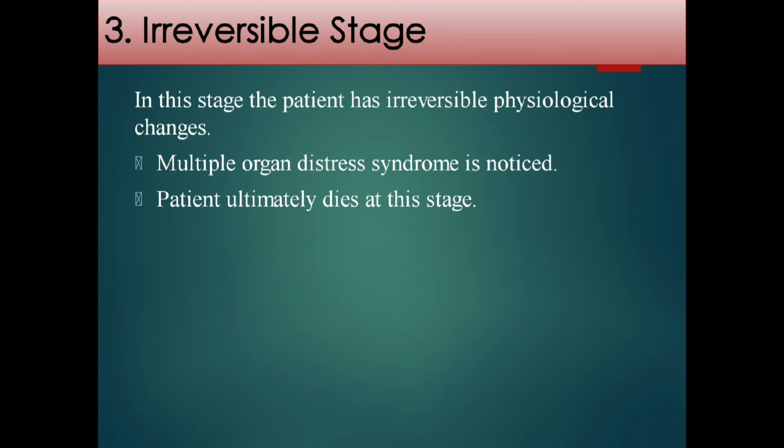In the irreversible stage, the patient has irreversible physiological changes and multiple organ distress syndrome is noticed, and the patient dies at this stage. Skin turgor test is more prolonged, more than 30 seconds, and dehydration status is 12% and more. The patient usually goes into coma and then death.